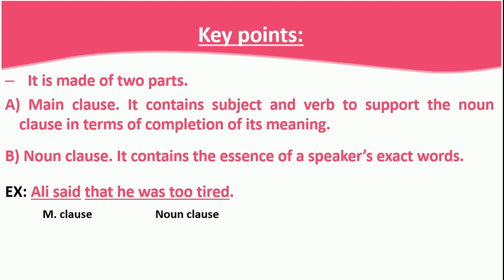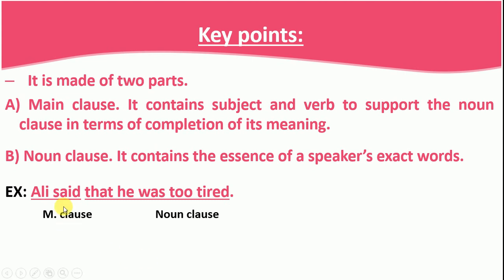Now there are some key points that you should bear in mind. The first, it's made of two parts. Likewise, indirect speech is also made of two parts. The first part is the main clause, the second part is the noun clause. So what is the main clause and what is the noun clause? We will study the main clause and noun clause in upcoming classes, but here we are dealing with reporting, so I'll just try to get you familiar with the names.